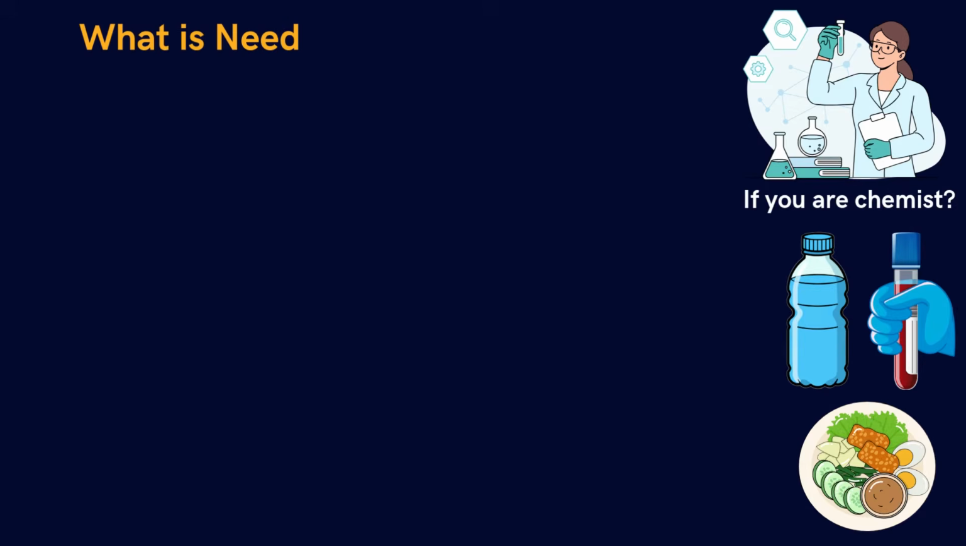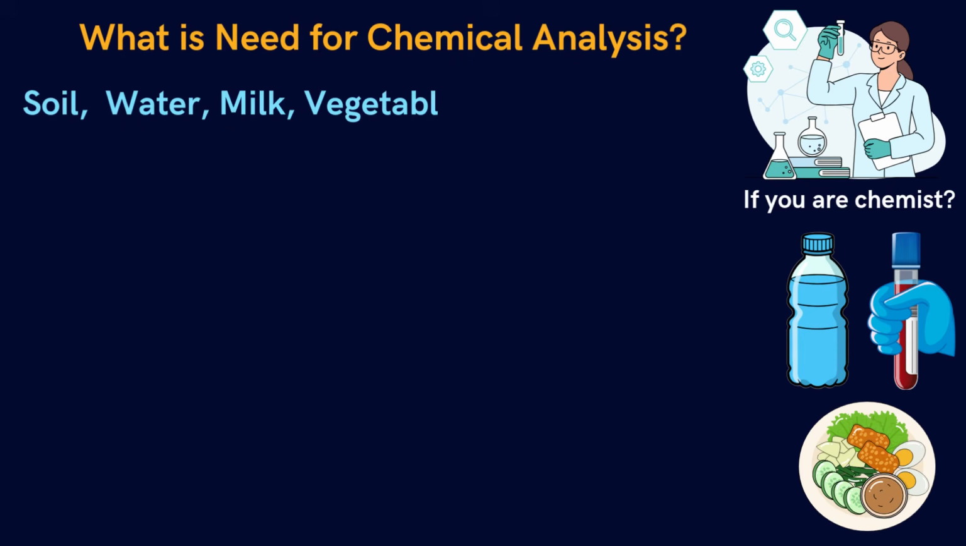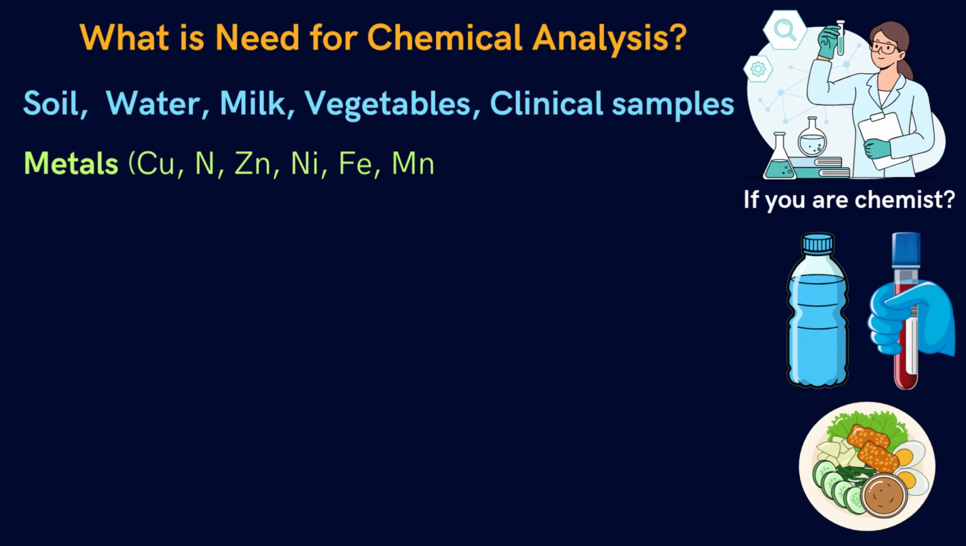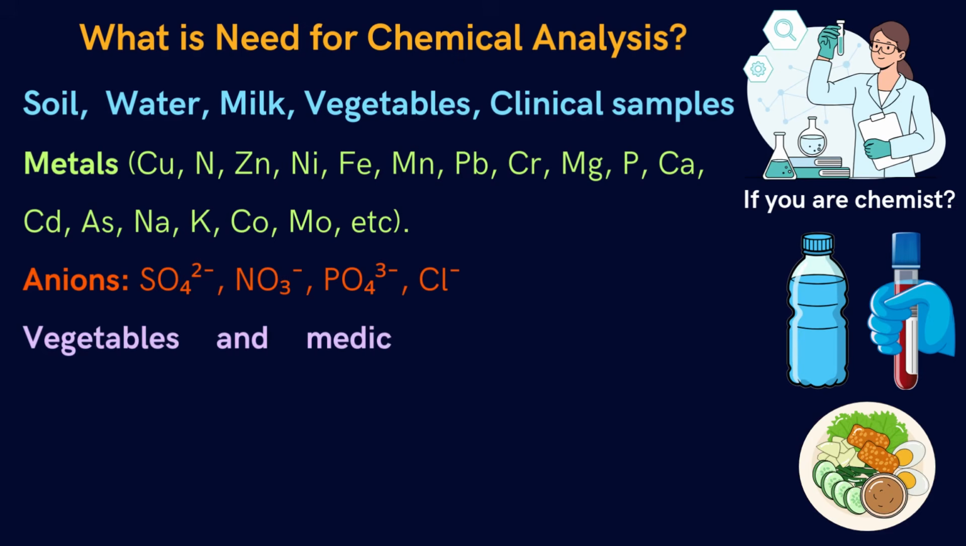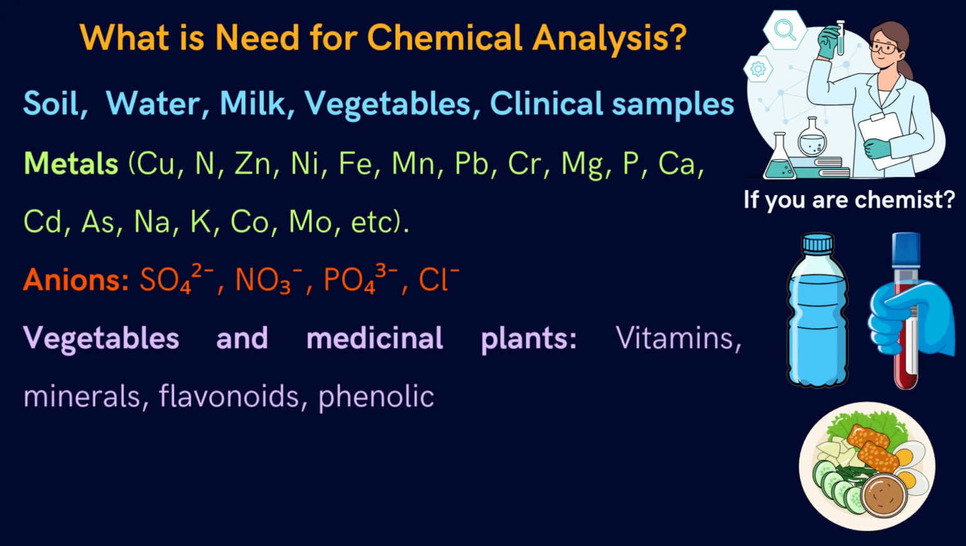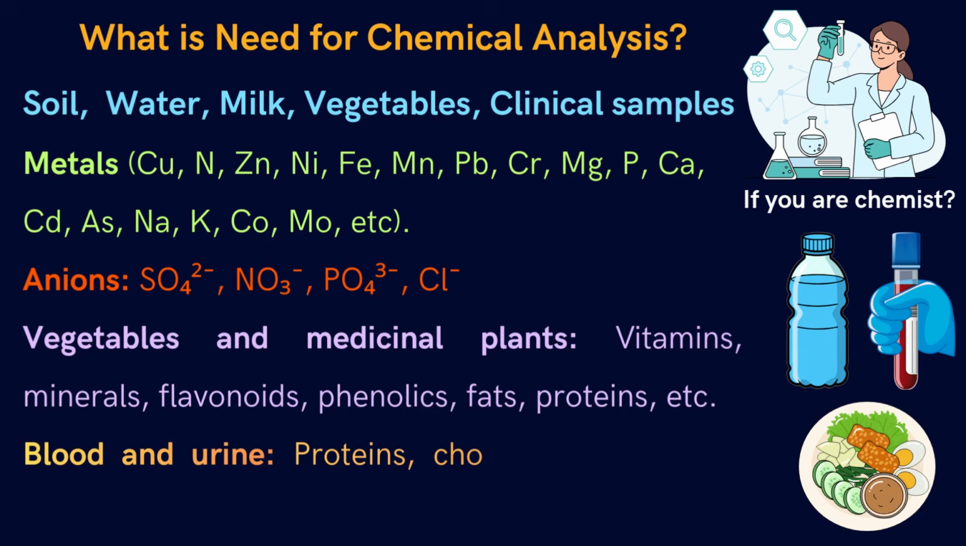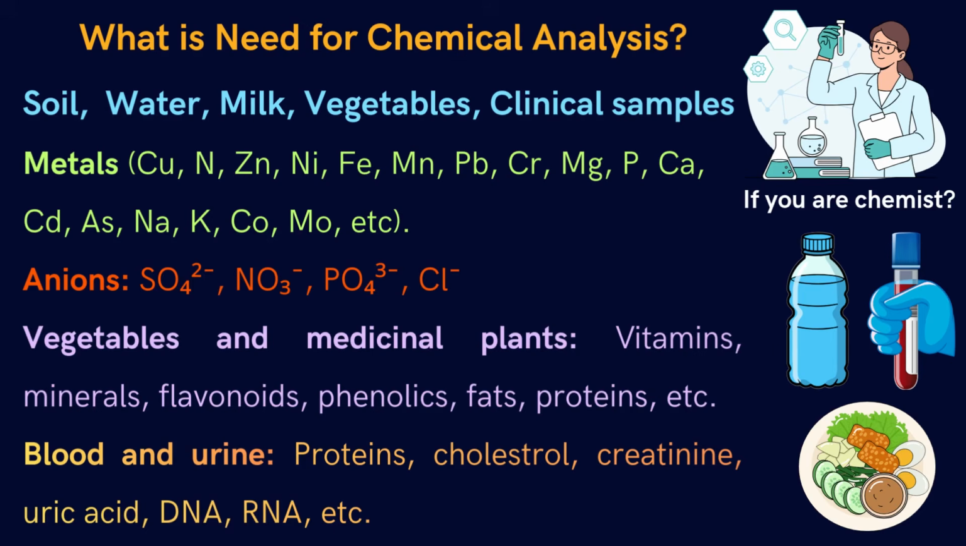What is the need for chemical analysis? Why do we analyze soil, water, milk, vegetables, and clinical samples? The reason is to determine chemical substances such as copper, nitrogen, zinc, nickel, iron, manganese, lead, cadmium, arsenic, sodium, potassium, etc. Anions such as sulfate, nitrate, phosphate, and chloride are analyzed in these types of samples. In addition, vegetables and medicinal plants are analyzed for vitamins, minerals, flavonoids, phenolics, fats, proteins, etc. And blood and urine samples are analyzed for proteins, cholesterol, creatinine, uric acid, DNA and RNA, etc.